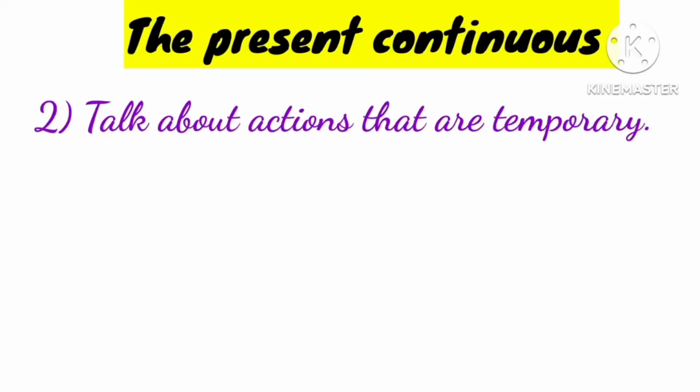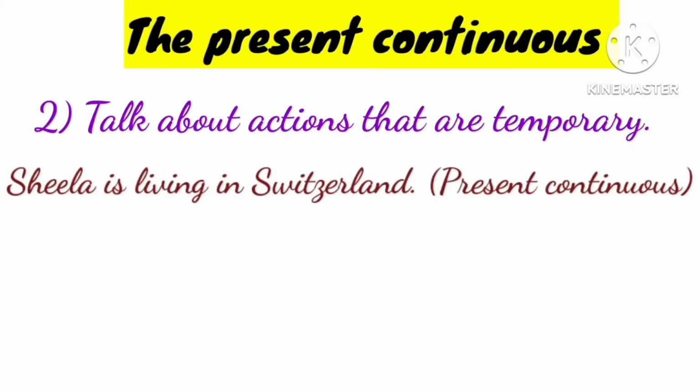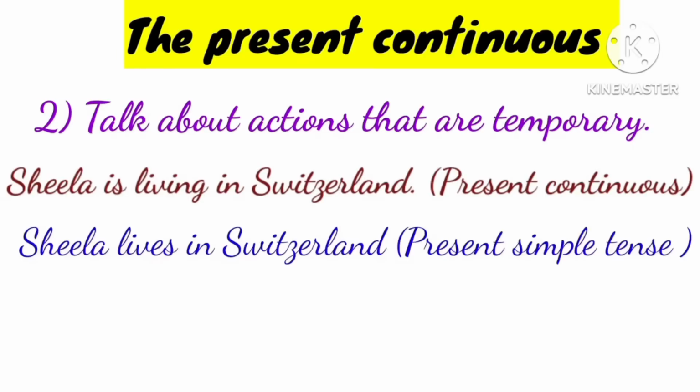Present continuous tense is used to talk about actions that are temporary. For example, Sheila is living in Switzerland. It is present continuous tense. We use Sheila lives in Switzerland. It is present simple tense because that may be permanent. But in this case, Sheila may be studying there or she may be working there for a few months or years. So, it is a temporary situation. So, we are using here Sheila is living in Switzerland.